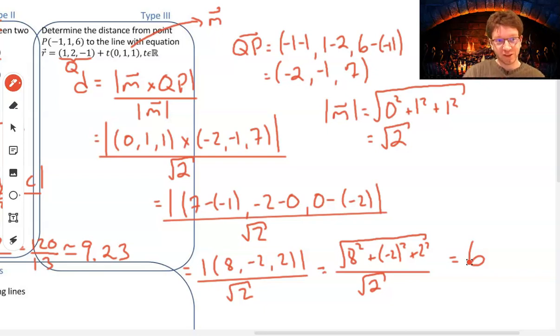I'm going to show you another way of solving it. This other method is a little more work, but it has an extra advantage: you can actually find the coordinate of the point on the line that the point you're looking for is closest to. Let's go over method 2.